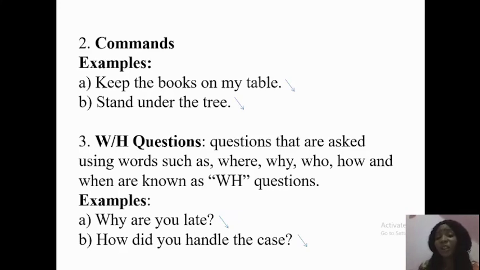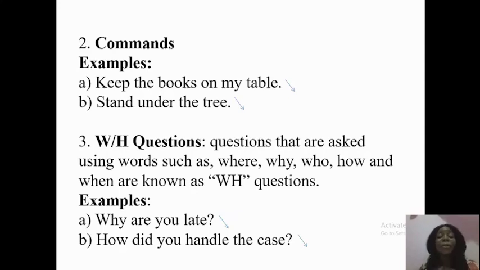Now, when you're dishing out commands, you have to dish out that command with authority. And when you're dishing out commands with authority, you don't shout. The pitch of your voice doesn't need to rise. It should rather drop. Keep the books on my table, not with a rise. No, stand under the tree. Stand under the tree, not with a rise. No, stand under the tree.